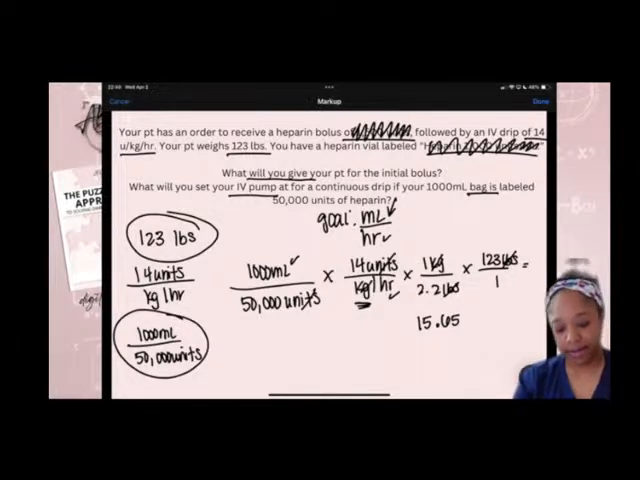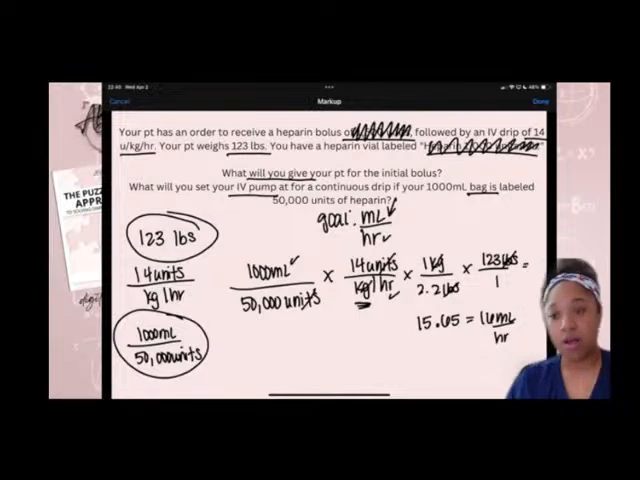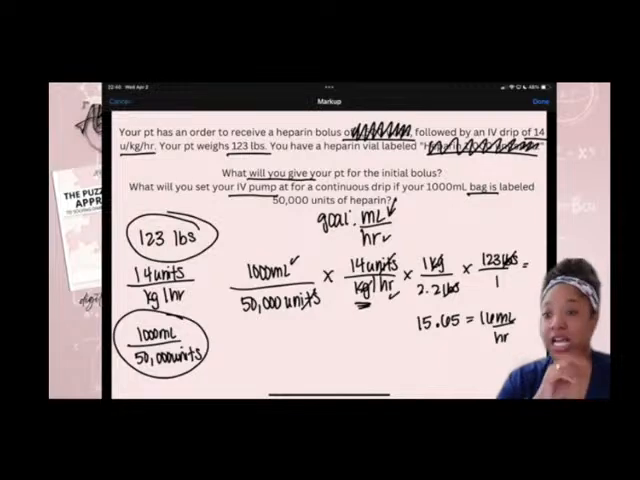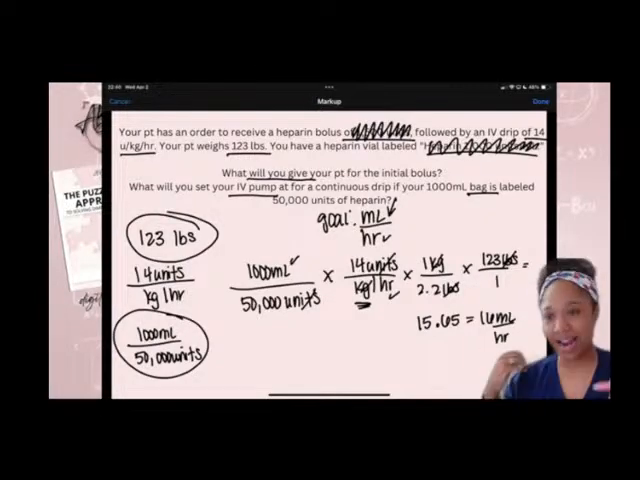All right, so our answer would be 16 milliliters per hour. Always remember to round if they tell you to round, and to label. I've seen plenty of times where people set this up beautifully, worked out all the puzzles, but didn't round and label. All right, let's do some more.